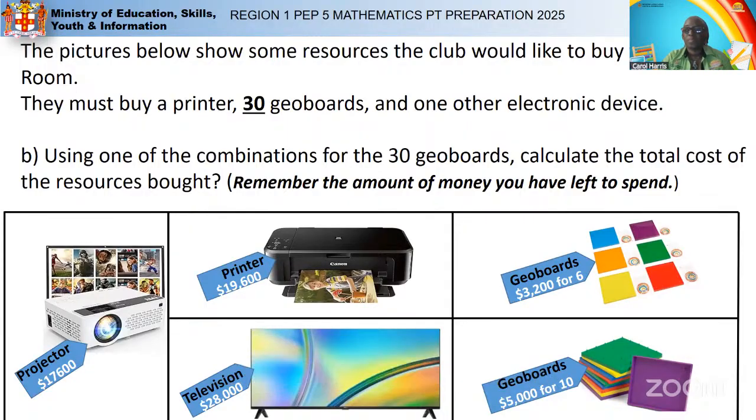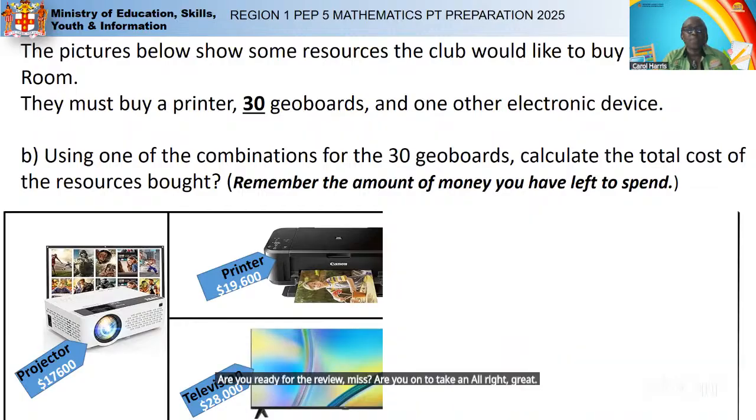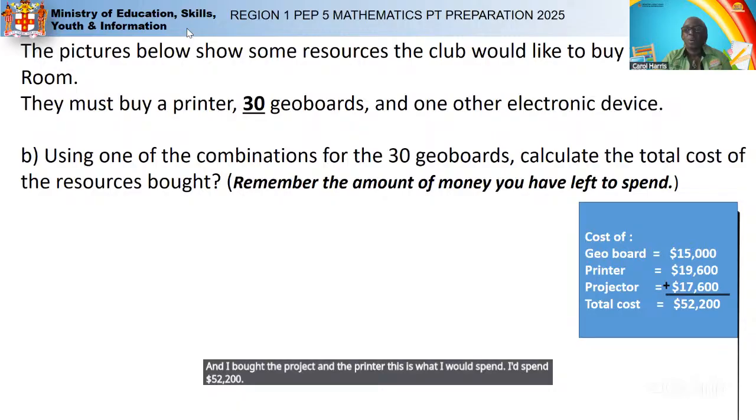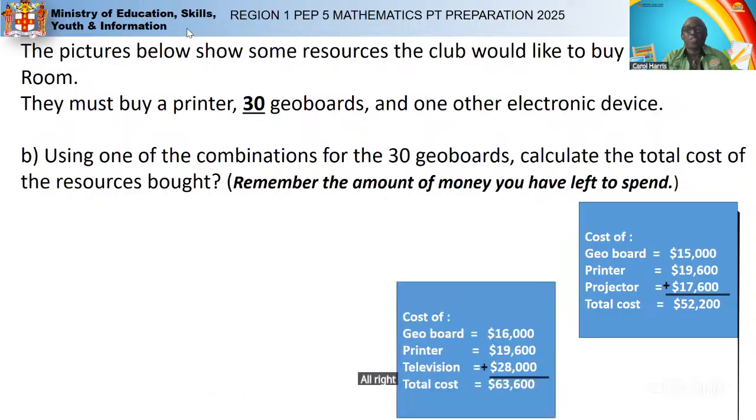Are you ready for the reveal, Miss? Or you want to take it? All right, great. So go ahead. So we have, if I bought the 3x10 and I bought the projector and the printer, this is what I would spend. I'd spend $52,200. All right. If I bought the geoboard, the 6x5, then I'd have the printer and the TV, I'd have that as my total.